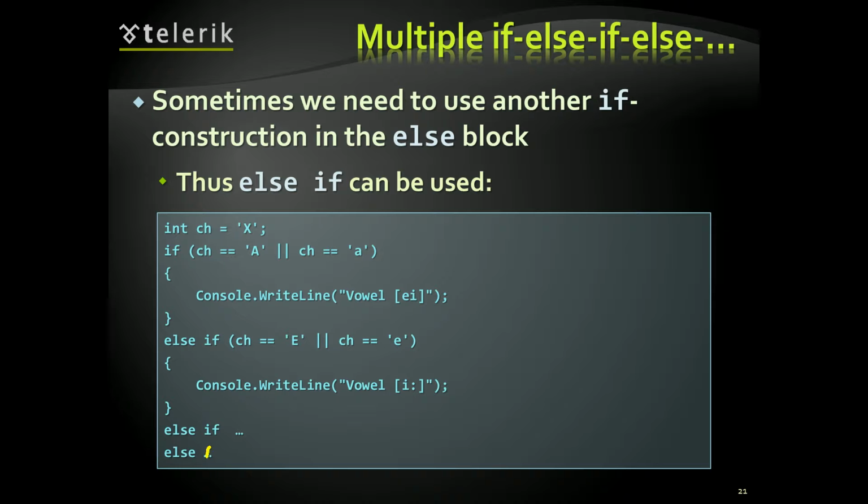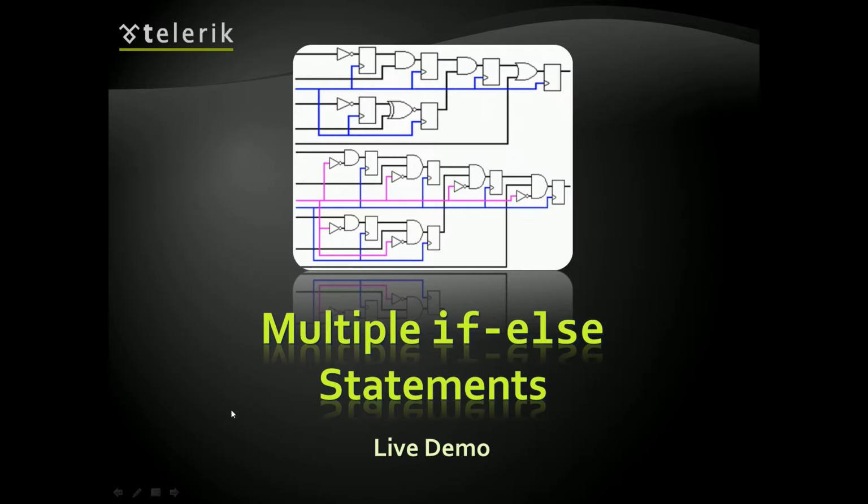The ending else, without an if, means in all other cases which we haven't met already, execute some other code. For example, in our case, we're checking if some character is a vowel or not, and if it is a vowel, printing out how it should be pronounced. If no else if hits, we can say else and console write line, this is not a vowel. For example, this is however a consonant. Or just print out some other message, for example, error, cannot pronounce non-vowel characters, or I don't know this character.